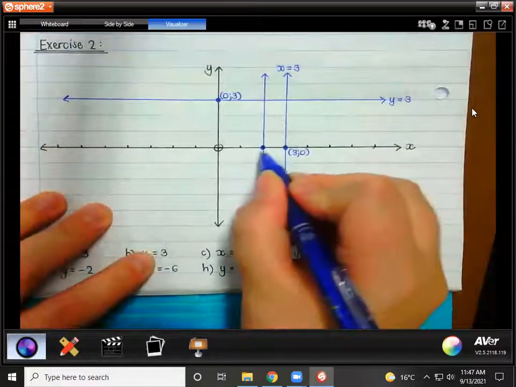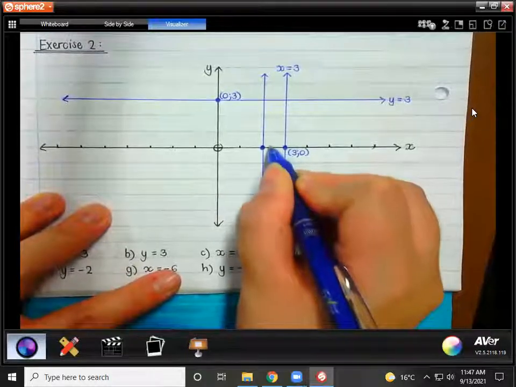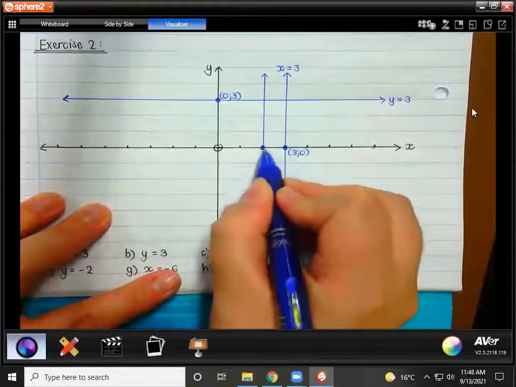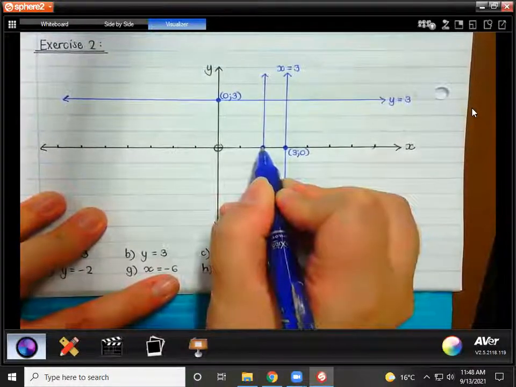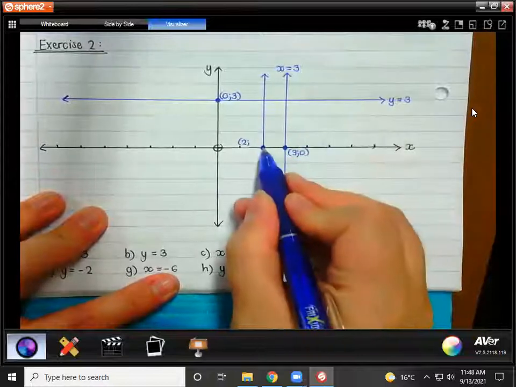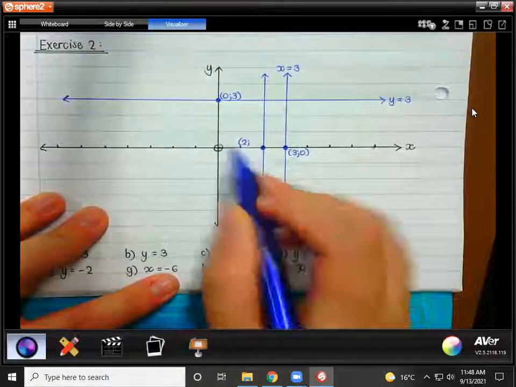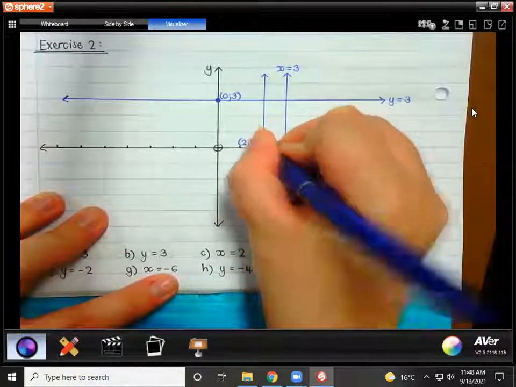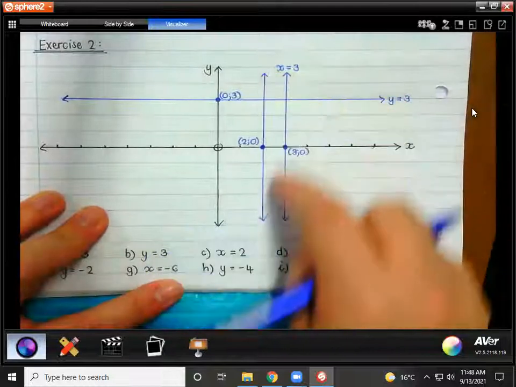Okay, now I'm just going to label this point just on the side because if I write it there, you might be confused with which one is which. Okay, we need to label this point. What is the x value of this point? 2. And the y value of this point is 0. It's in line with 0 on the y-axis. Okay, so 2, 0.